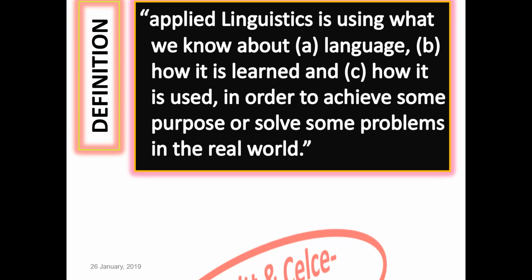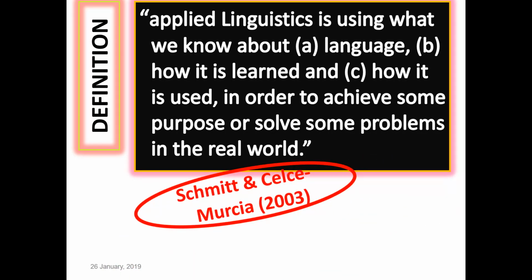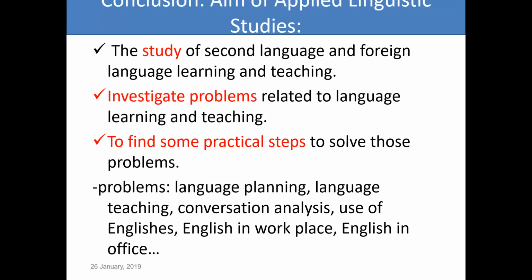Well, we have one more definition, where Smith and Celsi-Murray 2003 say applied linguistics is using what we know about a language, how it is learned, that is process, and how it is used, that's application, in order to achieve some purpose or solve some problems in the real world. So we can see it's about language, it's about the process, it's about the application. So when we look at these definitions, we come to certain concluding points.